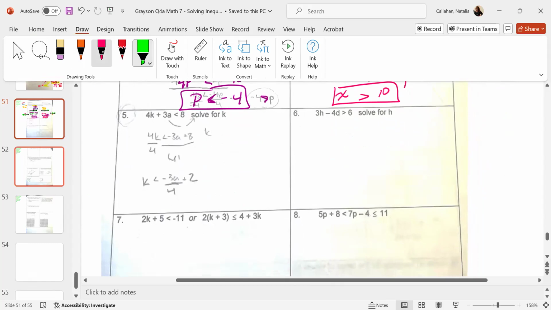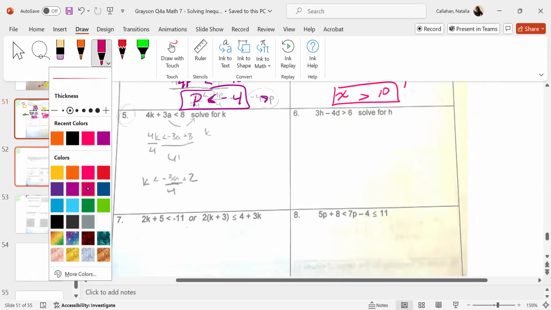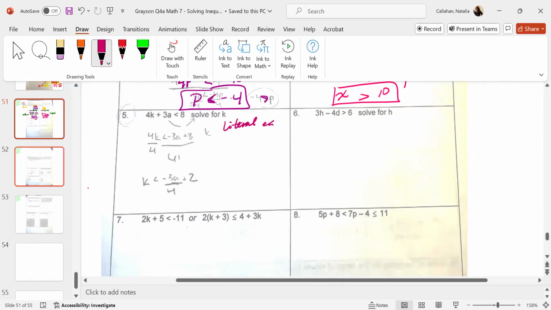All right, number 5. So I'm going to solve for k. This is what's called a literal equation, where you don't just have numbers, you have 2 unknown letters, right? The letters and numbers are mixed together. So I'm going to solve for k. So I'm going to box it.